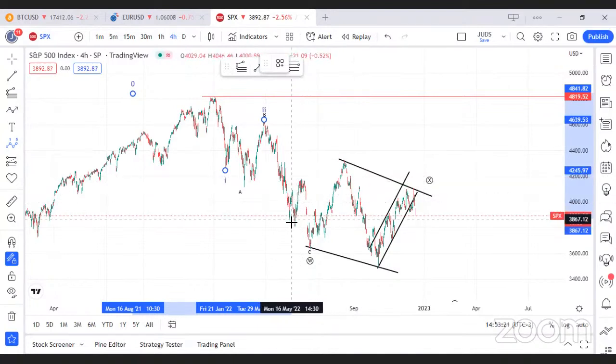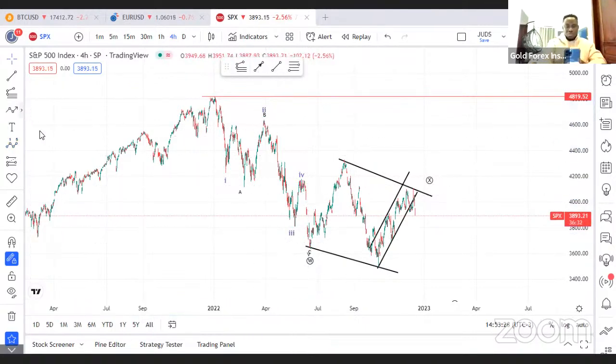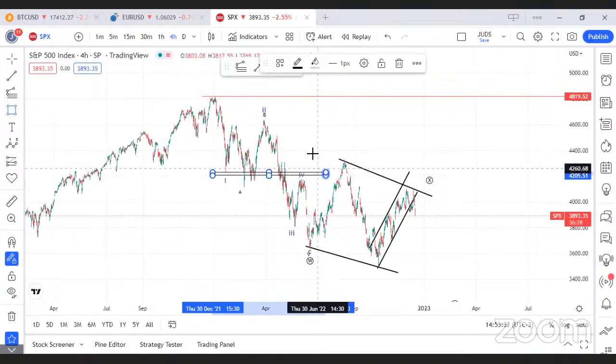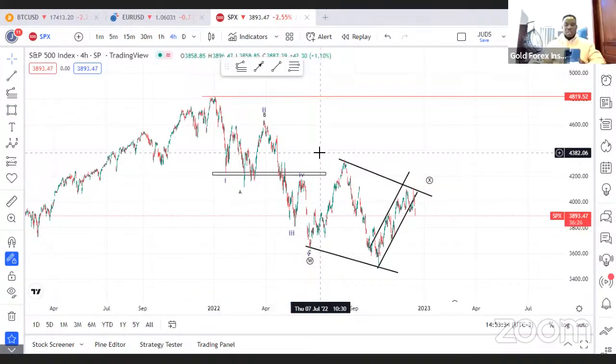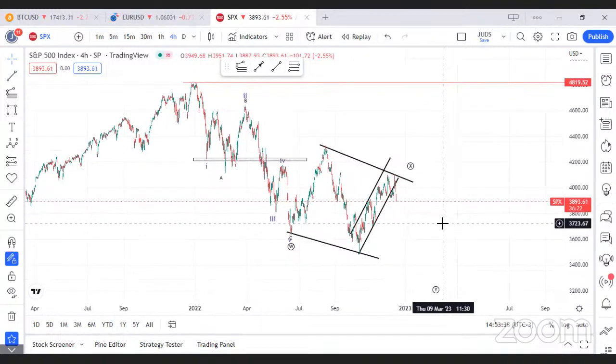So here will be 3, and 4 and 5. It does not go into the price area of wave 1. It does not touch it. So it's valid, it's still a valid count that way.